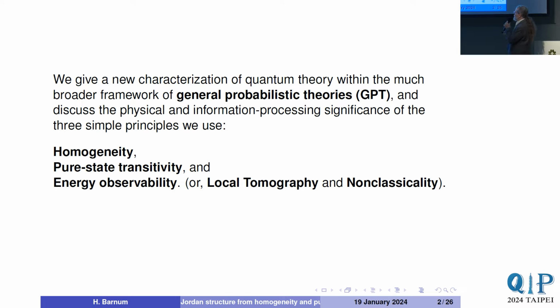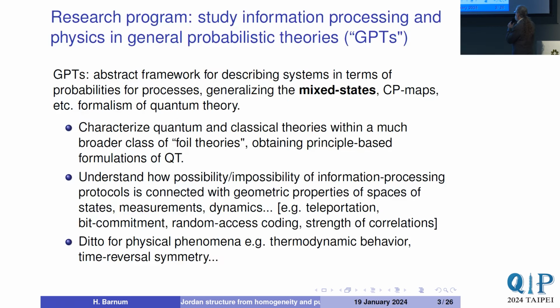Now, I mentioned self-duality and the Jordan structure. These two get us the Jordan structure, and therefore the self-duality. And in earlier work by myself and Cosmin and Marcus Mueller, we used energy observability to then go further and narrow it down to complex quantum theory.